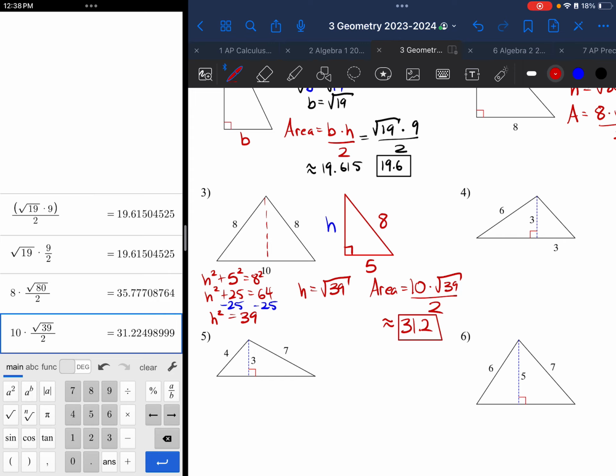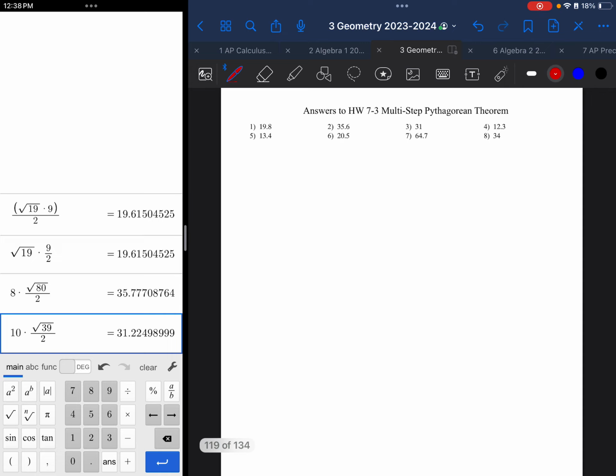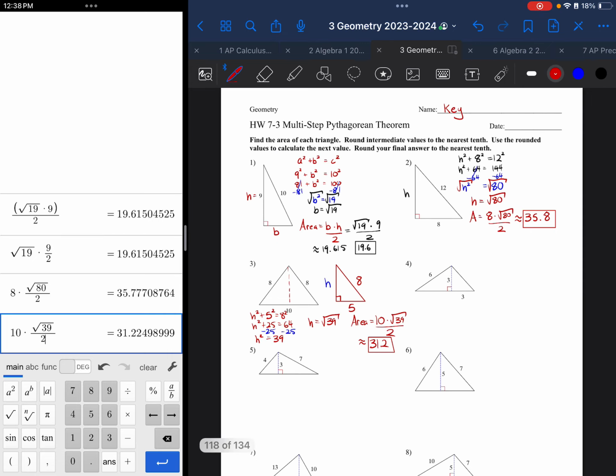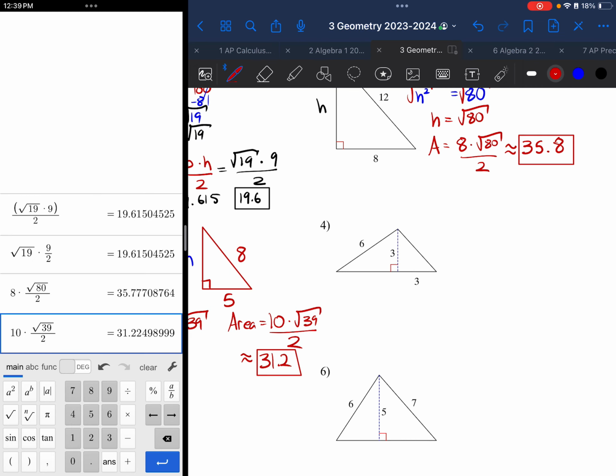I'm guessing the backs are going to be like 31.4 or something. I don't know. Oh, it was just 31. So I'm off by like 0.2 on almost all of these. But I was in the ballpark, so I'll give myself credit. All right.